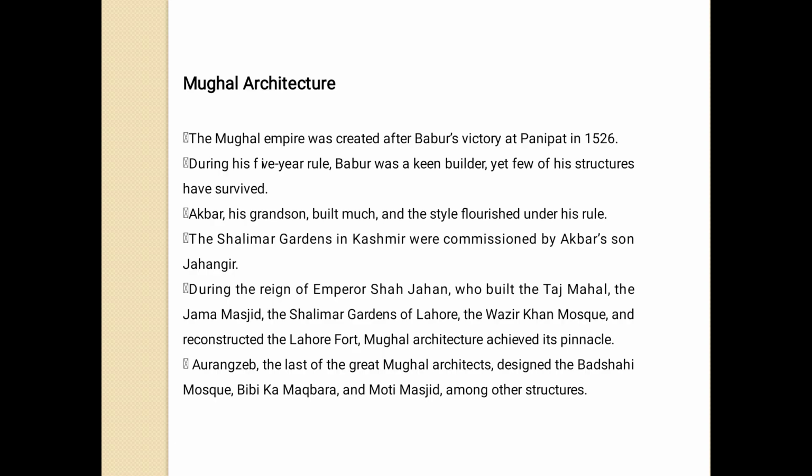The Shalimar Gardens in Kashmir were commissioned by Akbar's son Jahangir. During the reign of Emperor Shah Jahan, who built the Taj Mahal, the Moti Masjid, the Shalimar Garden in Lahore, the Wazir Khan Mosque, and the reconstruction of the Lahore Fort, Mughal architecture achieved its pinnacle. Aurangzeb, the last great Mughal builder, designed the Badshahi Mosque, Bibi Ka Maqbara, and Moti Masjid, among other structures.